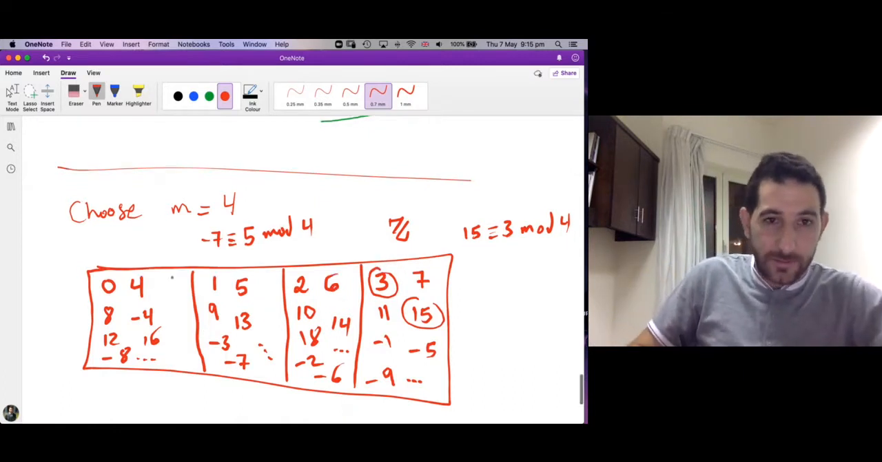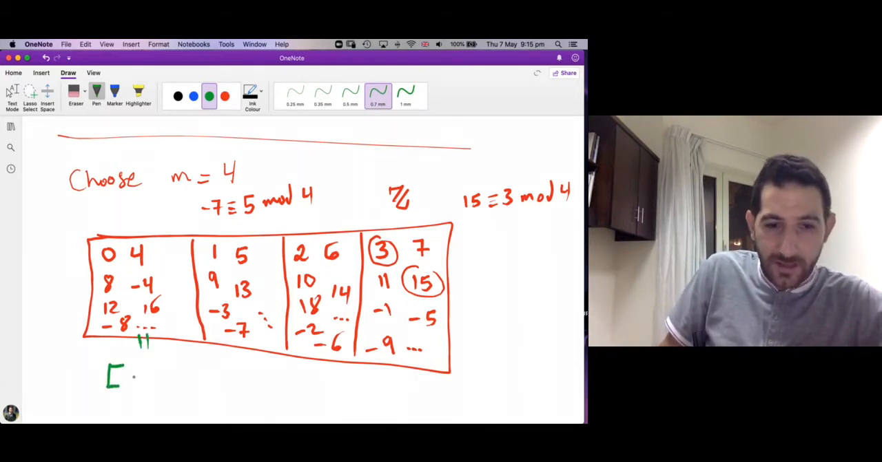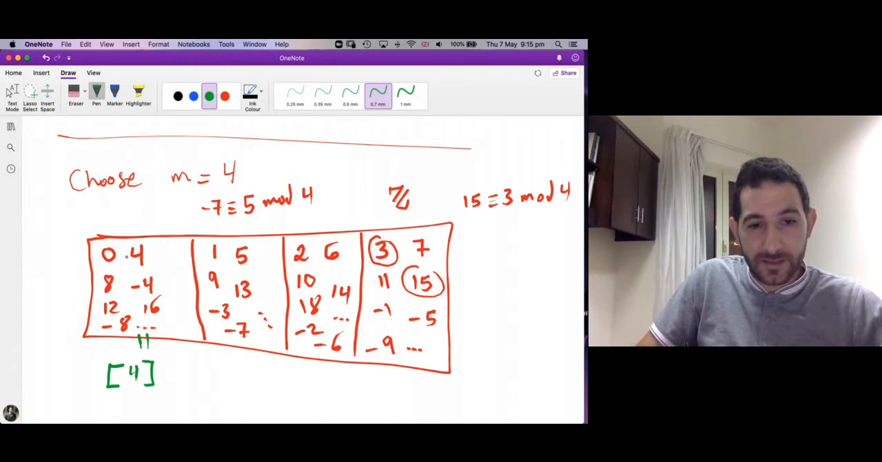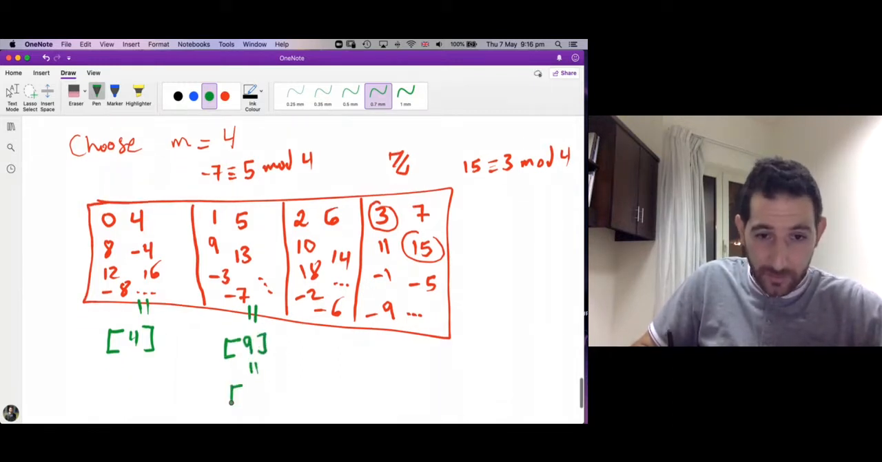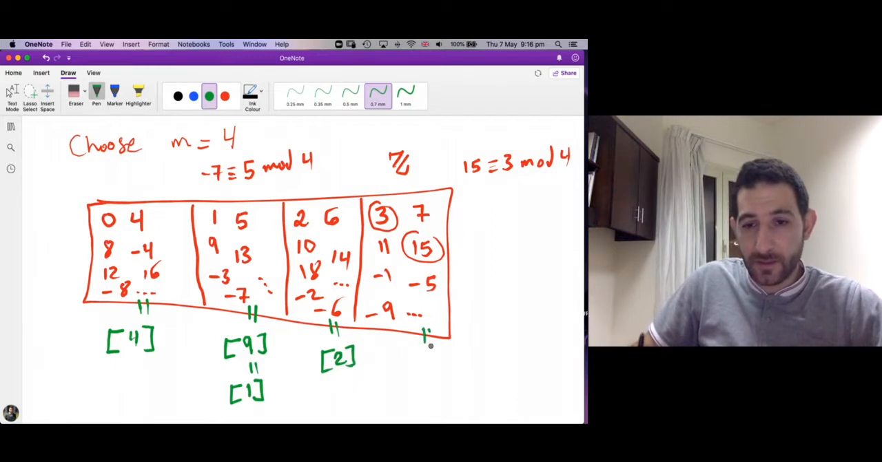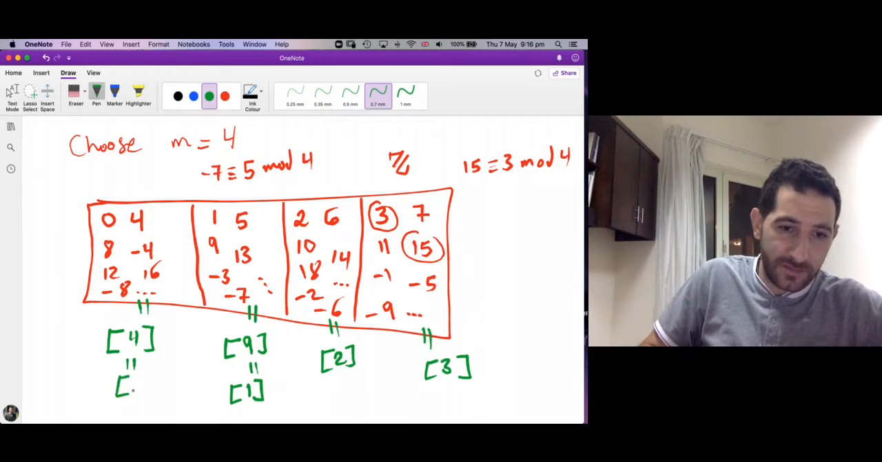So what is this set? This, for example, could be seen as the equivalence class of 4. These are all the elements related to 4. In other words, every element in this collection is congruent to 4 modulo 4. And this one is the equivalence class of 9, say, which by the way is equal to the equivalence class of 1. And this is the equivalence class of 2, and this is the equivalence class of 3. This is also the equivalence class of 0.